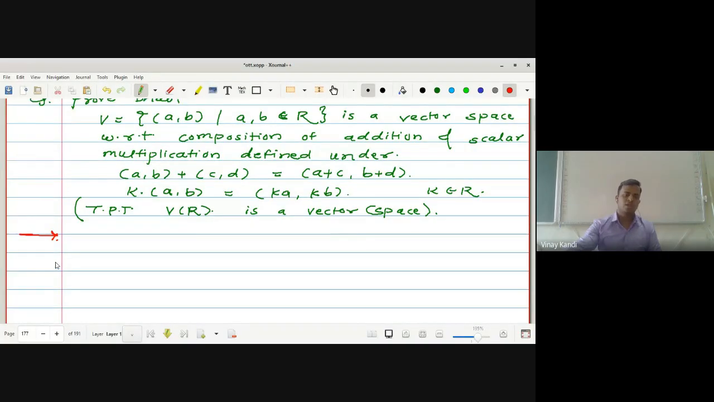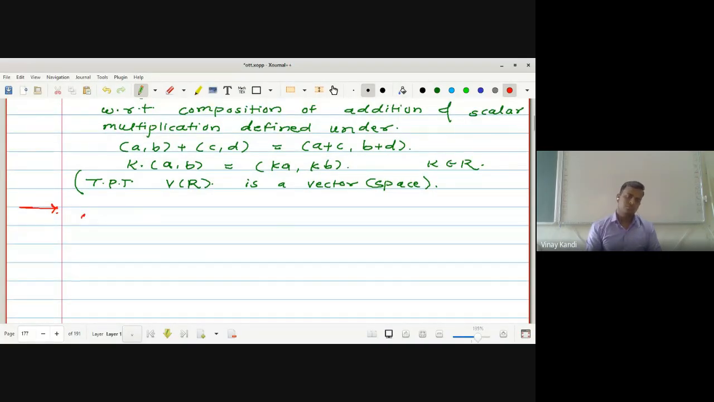First we have to prove that (V, +) is an abelian group. Is it correct? In an abelian group there are 5 conditions. We have to prove that (V, +) is an abelian group. First condition of an abelian group: closure property.